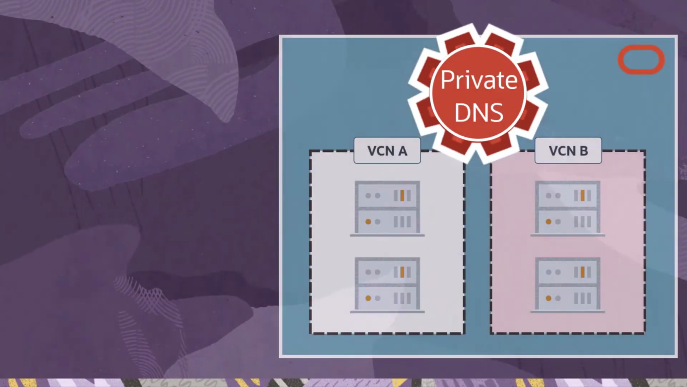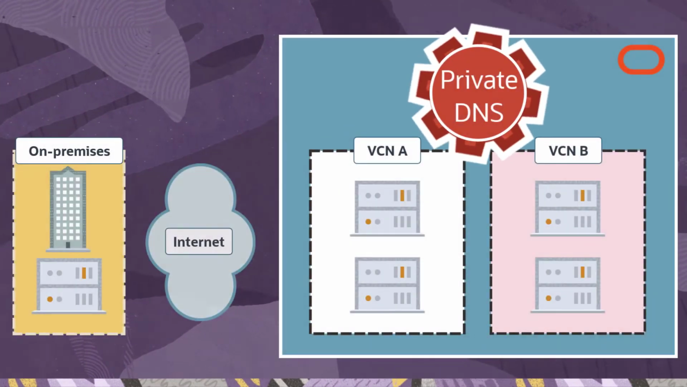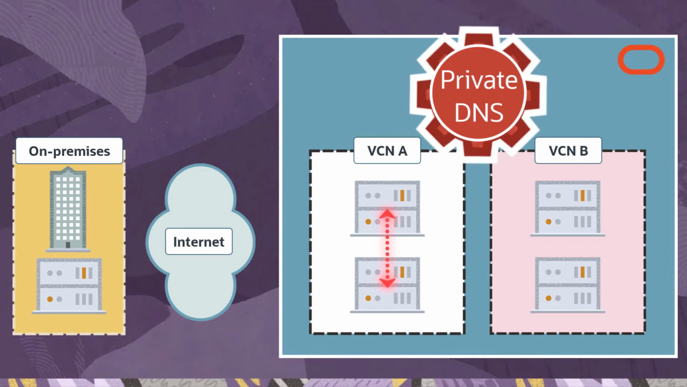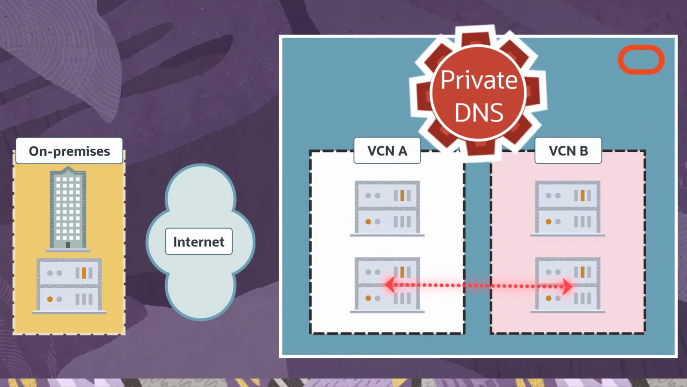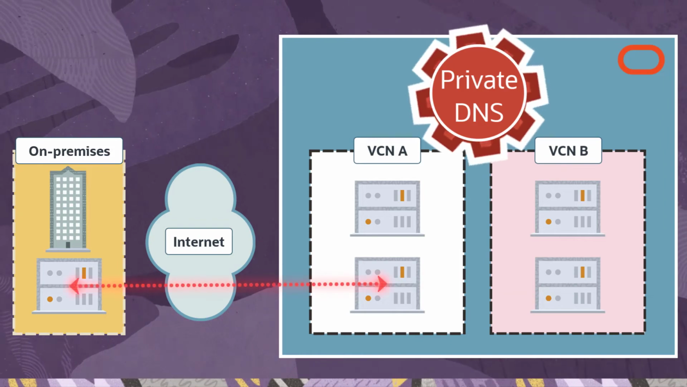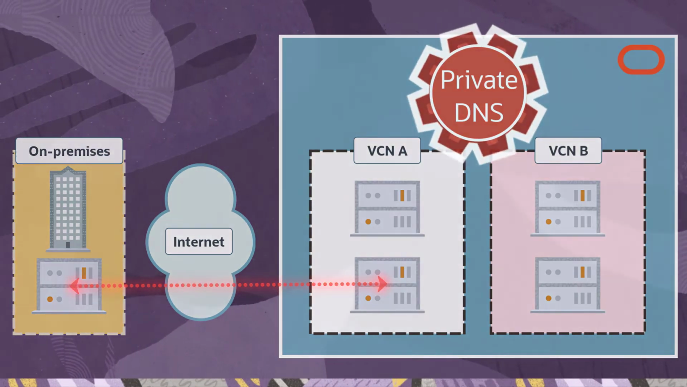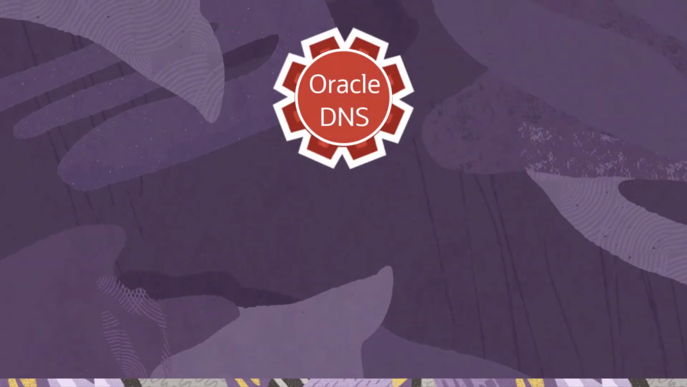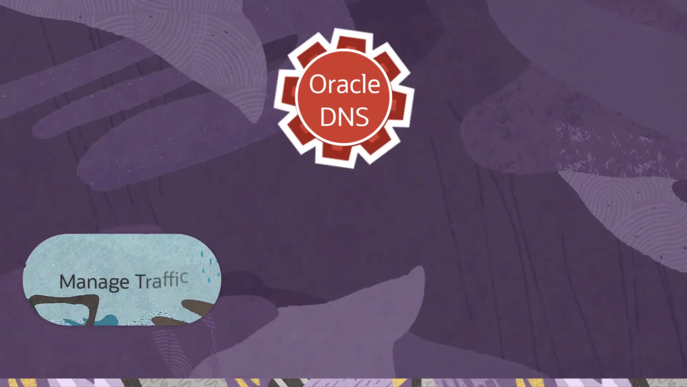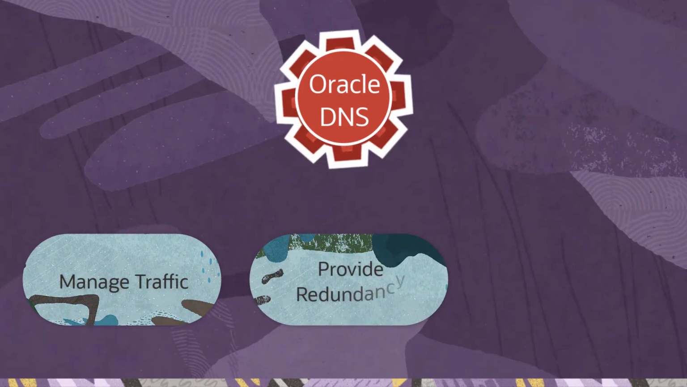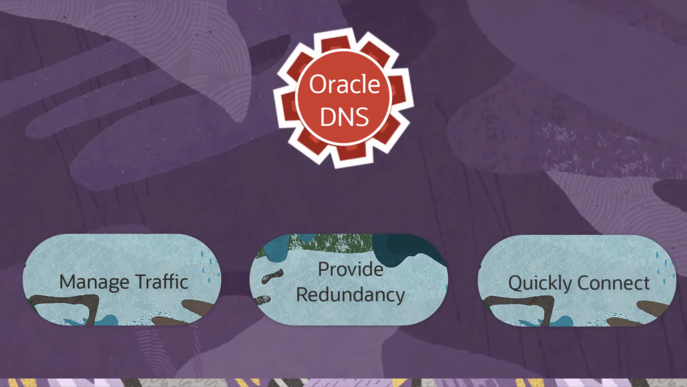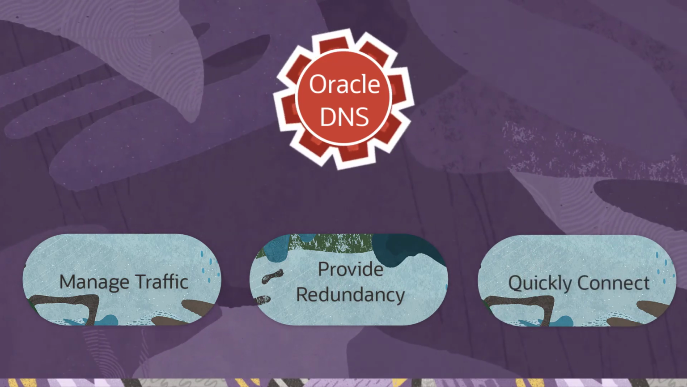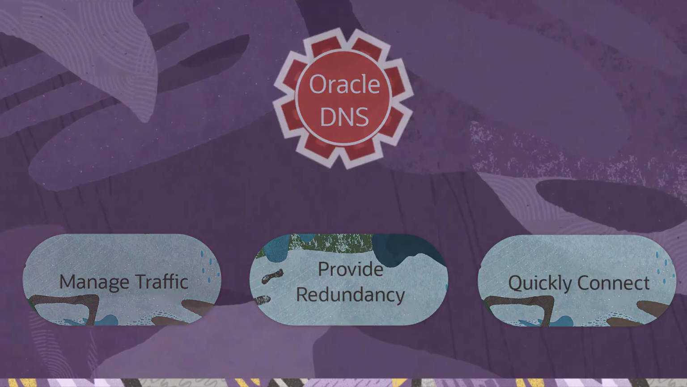You can use private DNS to provide hostname resolution for applications running within VCNs, between VCNs, and between VCNs and on-premises networks. Use Oracle Cloud Infrastructure DNS to manage traffic, provide redundancy, and ensure your end users can quickly connect to your applications from wherever they are.